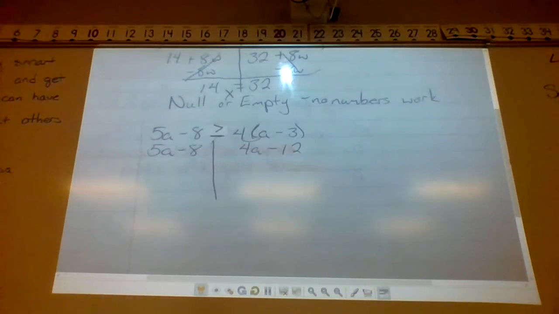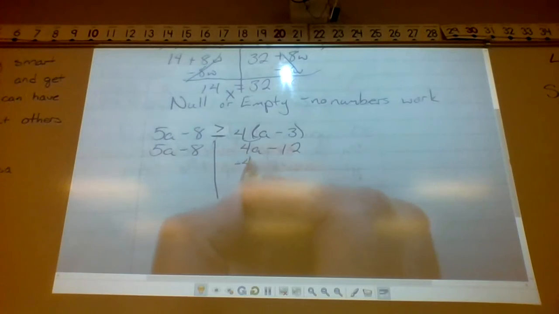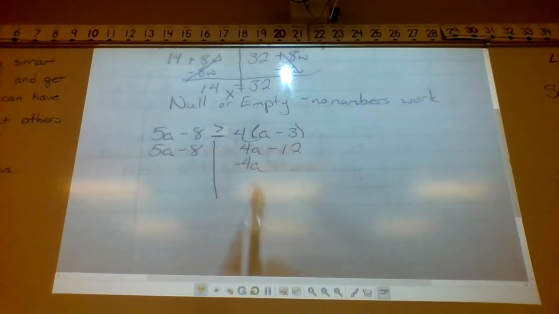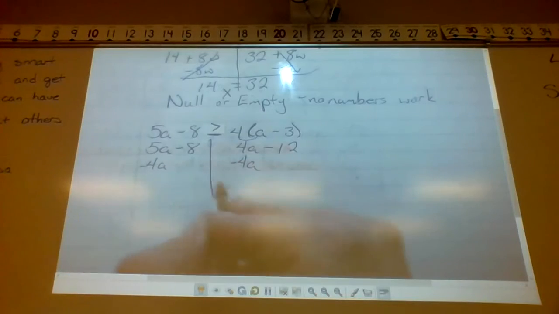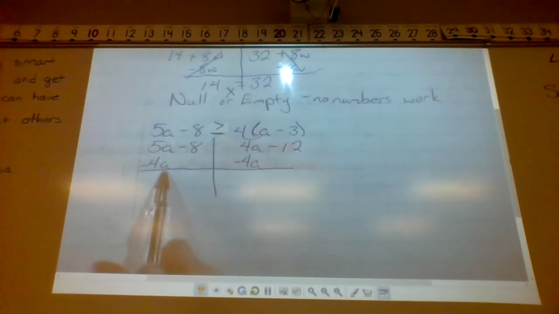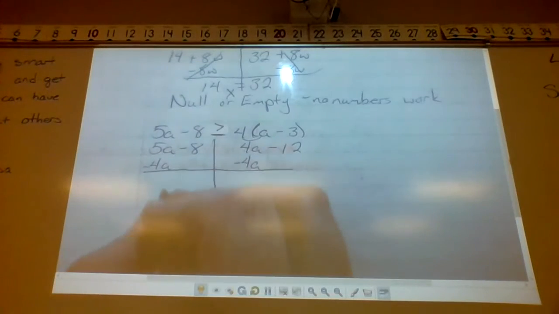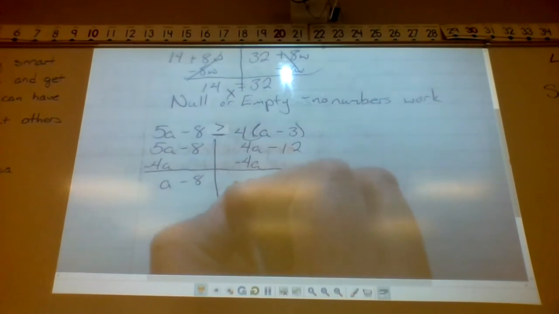Now what? Now, Alberto, how do you get the variable to one side? Subtract what? 4A. Variable. What's your variable? What is your variable then? A. So how are we going to move this A over here? Subtract 4A. That's a positive 4A, so take it away. Subtract. What is everybody? 5A minus 4A? 1A. You can put 1A or you can put A.